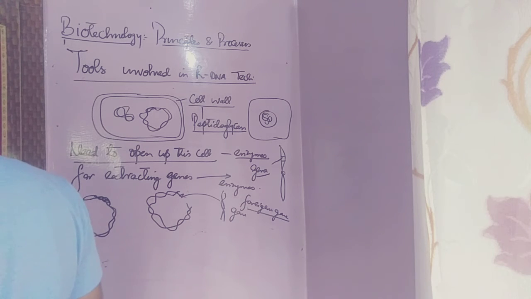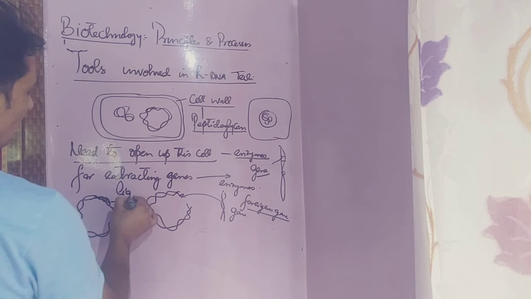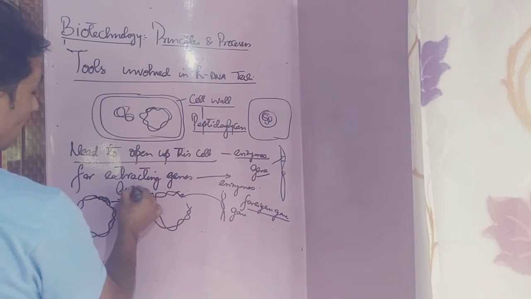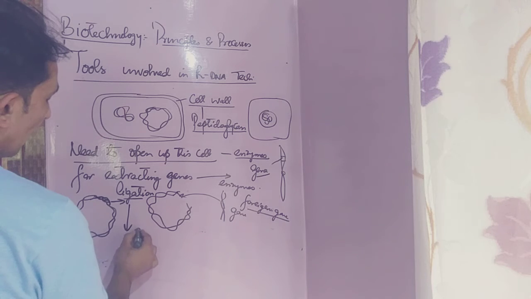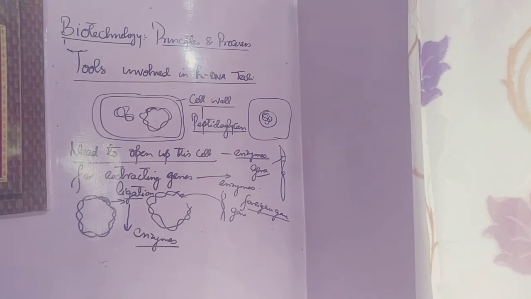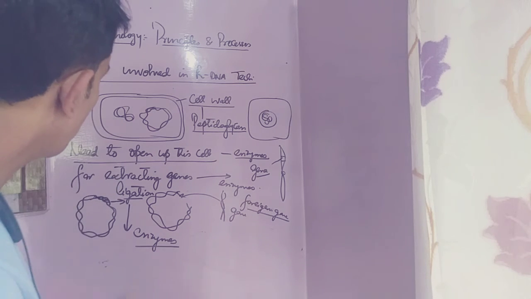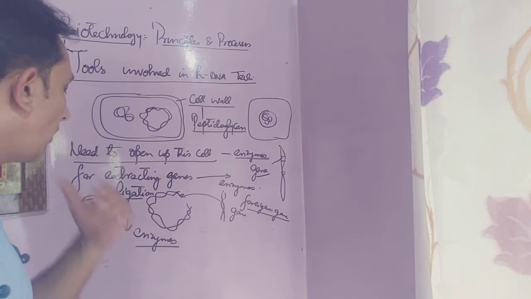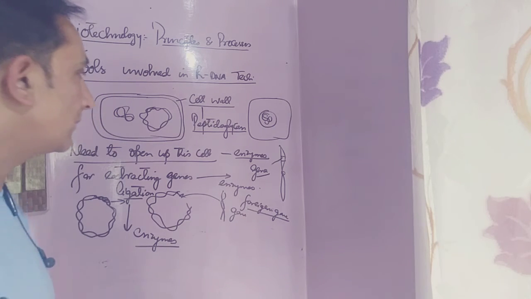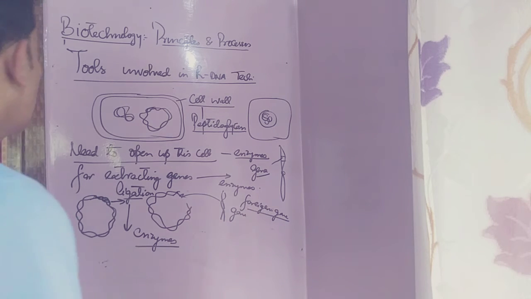So for that very purpose, we need ligation. Ligation means we need to ligate this very DNA, and for that very process we also need enzymes. So we need enzymes at each and every step over here. At every step we need enzymes: for opening up the cell we need enzymes, for extracting the gene we need enzymes, for ligating the genes we need enzymes. Now, what are the different types of enzymes which we need? We shall be discussing different types of enzymes.